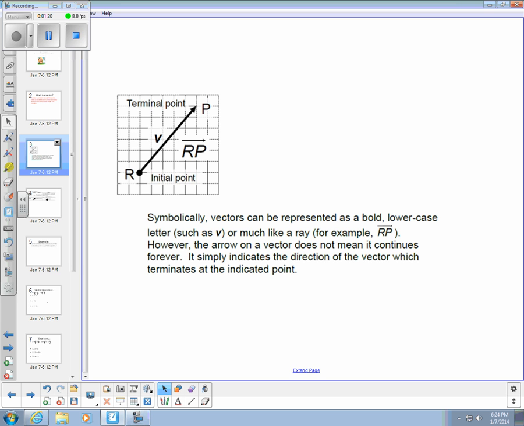Sometimes it will look like a ray in geometry, or you can use a lowercase bold letter, which is what you'll see more often in your textbook, such as the little v in the picture. Okay, so the arrow again does not mean it continues forever. It just indicates what direction the vector is moving and the terminal point.